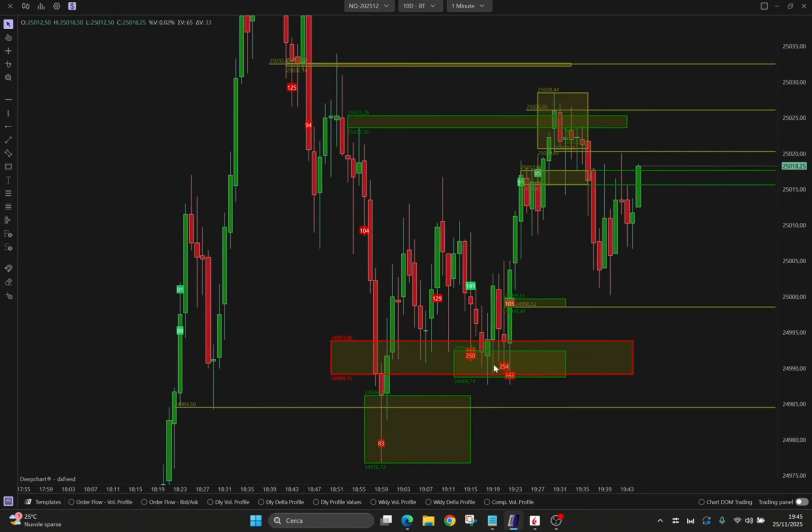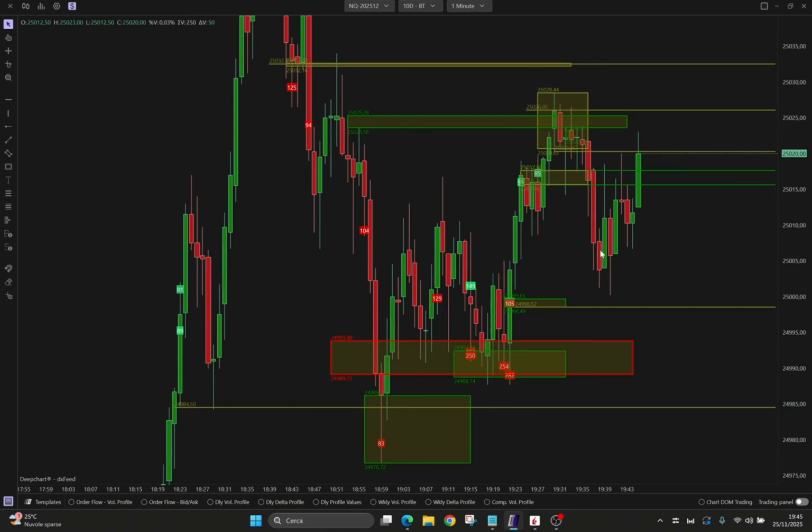Here, the scenario changes. I have information telling me there is a huge absorption. You don't want to go short, you want to go long. Understand? If you only use structure, you will search for short, short, short, short, and you will take four stop losses.